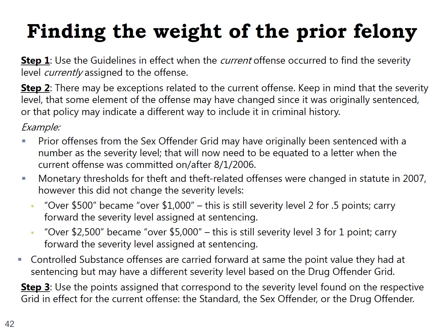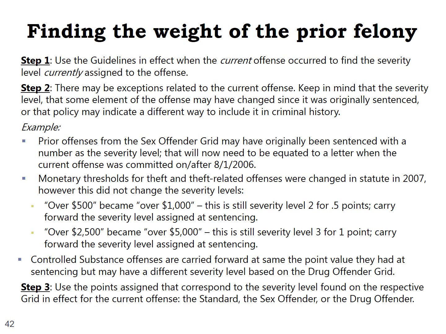So step 2 is looking for the exceptions. And the exception here is that the severity level may have changed since it was originally sentenced, relative to the book that you're using to find the current severity level. So a couple of examples for that, and then one big change. First of all, prior sex offenses that are now on the sex offender grid may have originally been sentenced off of the standard grid, so before the sex offender grid ever came into effect.